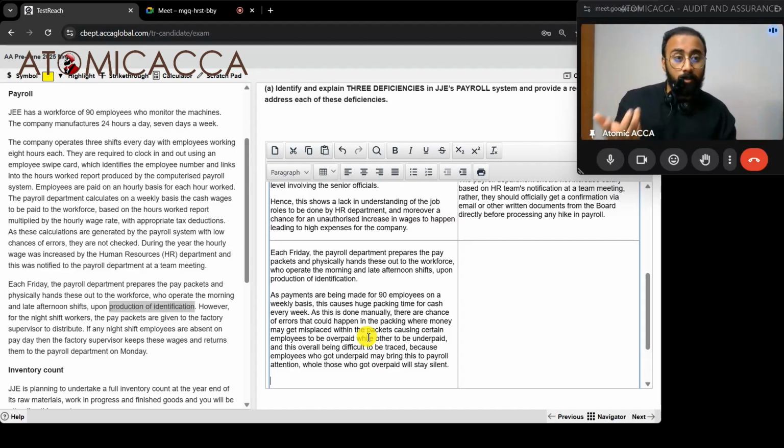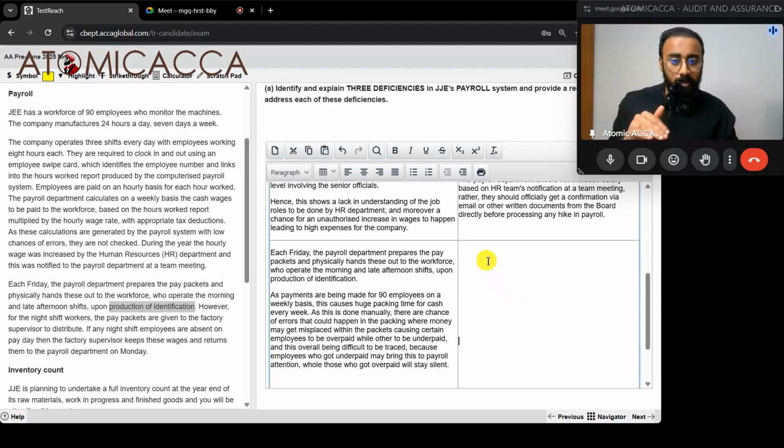How will the payroll department know who got this extra 120, especially when there are 90 people? Plus, this is done on a weekly basis, so tracing becomes very difficult if any misplacement happens. So the company will have to end up compensating the people who got less paid, and that becomes an extra expense for the company. So these are all the problems with doing this cash packet thing.